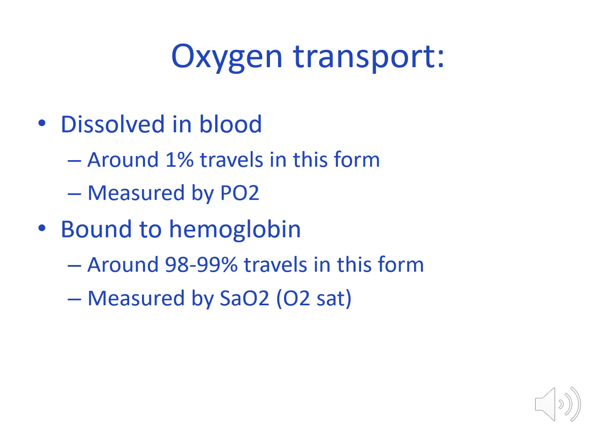The other way oxygen can travel is attached to hemoglobin. And when we look at somebody's O2 saturation, or SaO2, what we're measuring is how much of that person's hemoglobin is actually carrying oxygen. So when we look at O2 saturation, we're actually looking at how much of the oxygen is traveling attached to hemoglobin. Now, the large majority, about 98 to 99% of the oxygen in your blood, is traveling attached to hemoglobin.